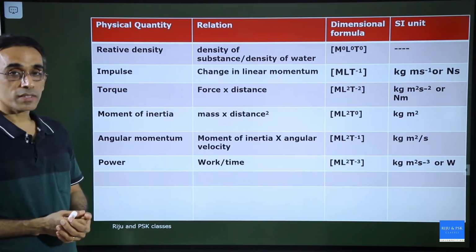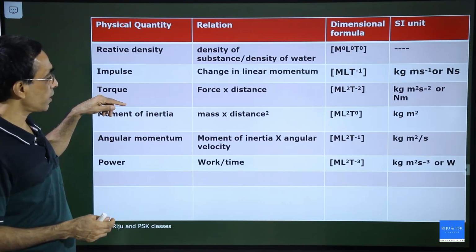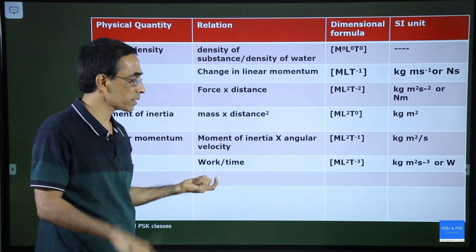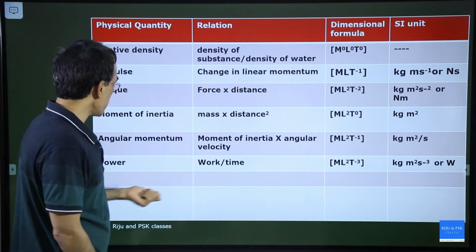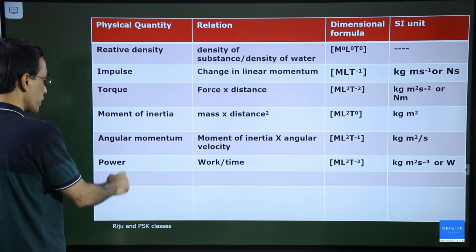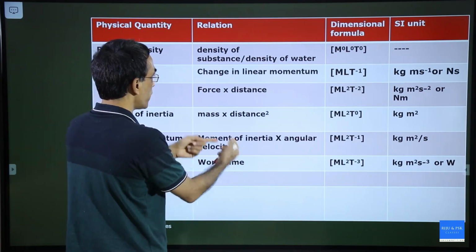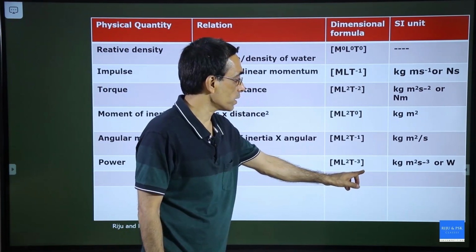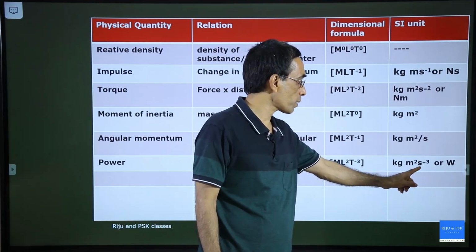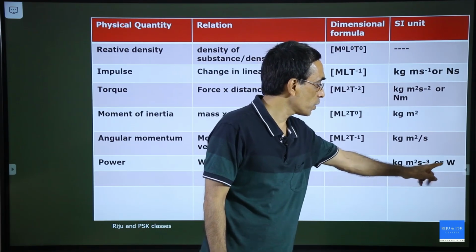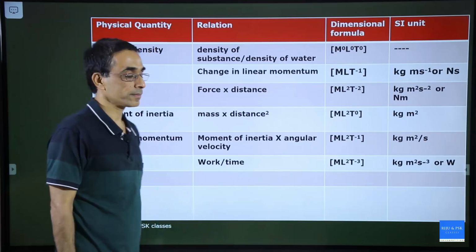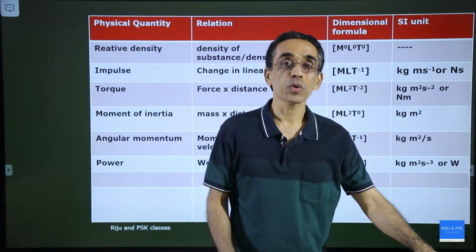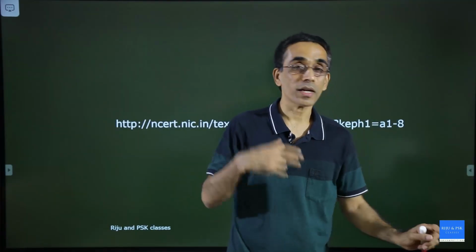Now power. Power can come in many chapters. Power is defined as work divided by time. You studied this in grade 10. That means the dimensional formula of power is nothing but the dimensional formula of work by time, and that gives you M L square T raised to minus 3, and the unit is kilogram meter square per second cubed, or it is also known as watt. Fine.